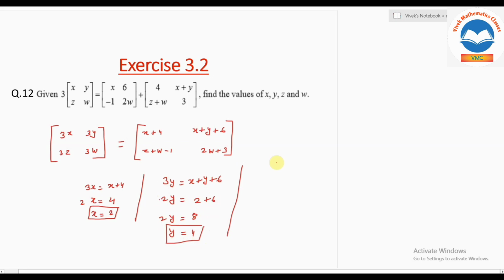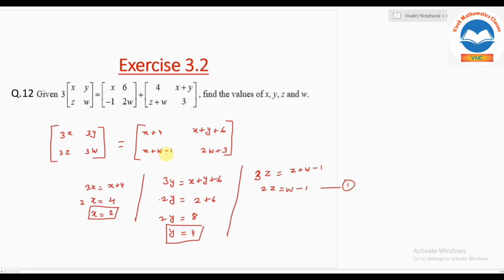Next, if you compare this one, 3z will be equal to z plus w minus 1. So from here, what will you get? 3z minus z will be 2z. 2z will be equal to w minus 1. This will be our equation number, let's say equation number 1.